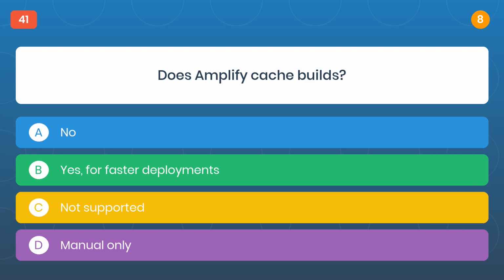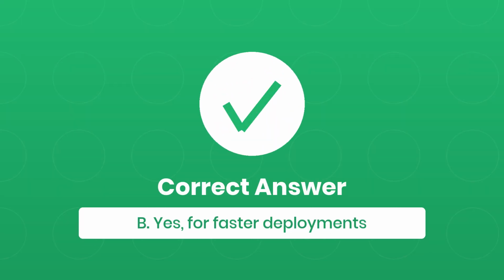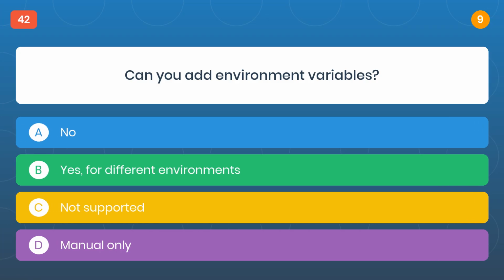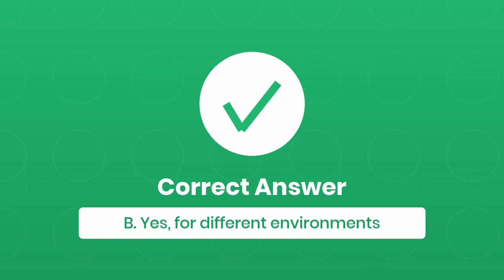Question 41. Does Amplify cache builds? The correct answer is B, yes, for faster deployments. Question 42. Can you add environment variables? The correct answer is B, yes, for different environments.